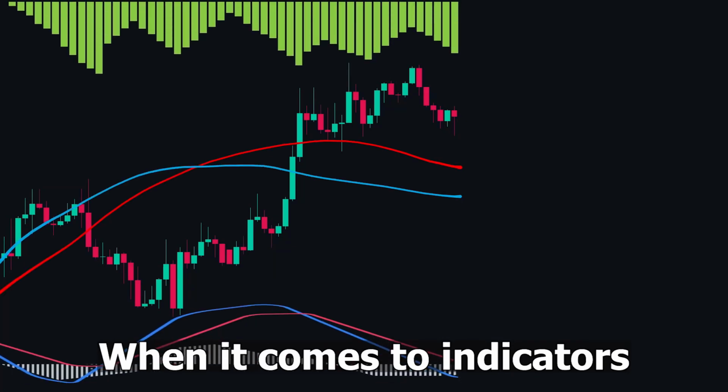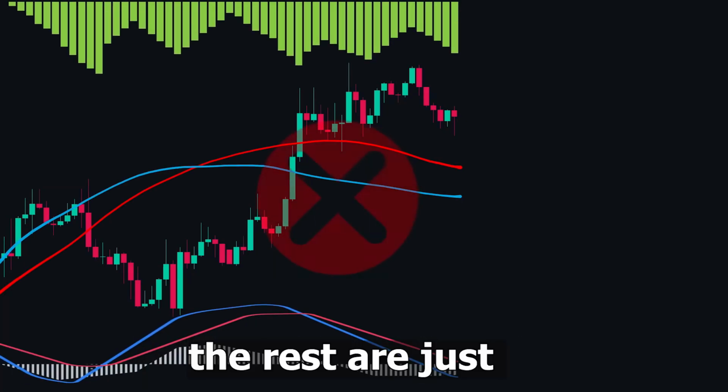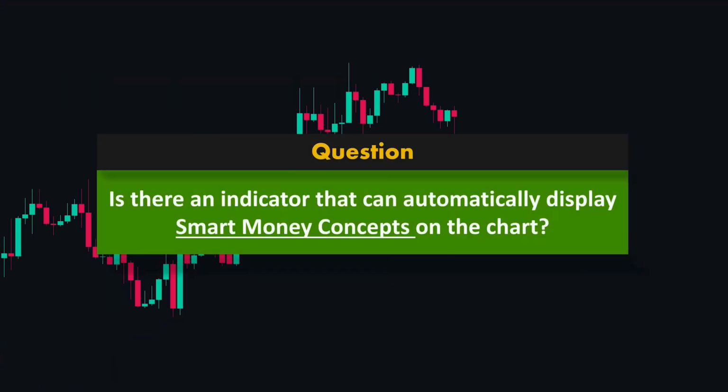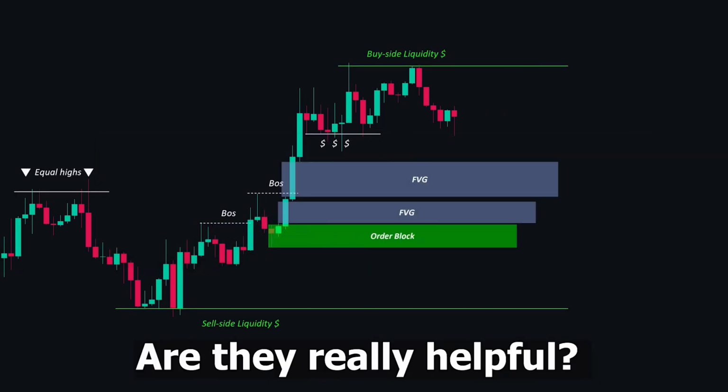When it comes to indicators, only a few price action tools actually provide useful information. The rest are just unnecessary confirmations. Which brings us to this question. With all the advancements in coding, is there an indicator that can automatically display smart money concepts on the chart? Well, there are a few of them, but are they really helpful?